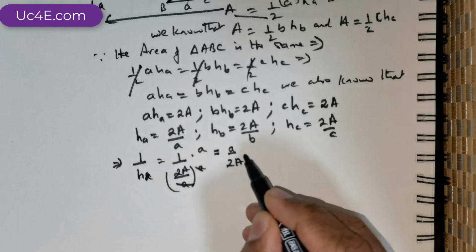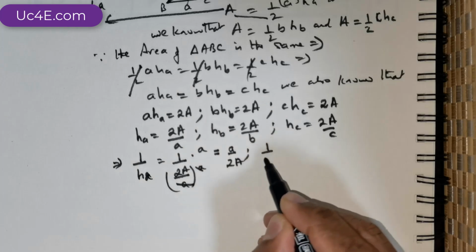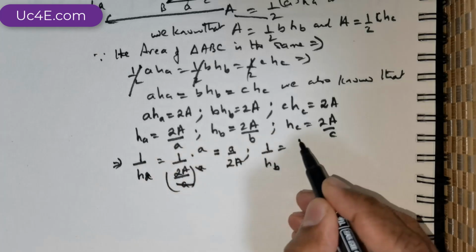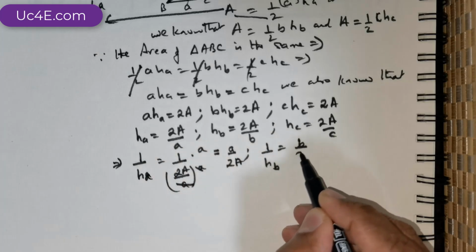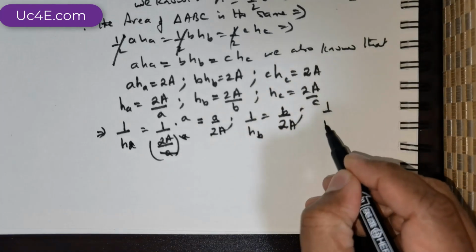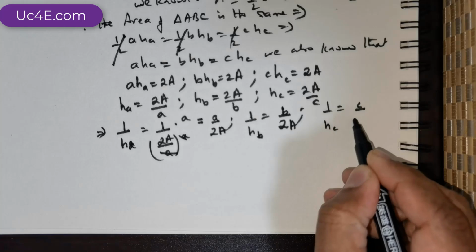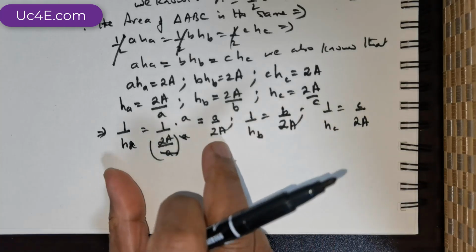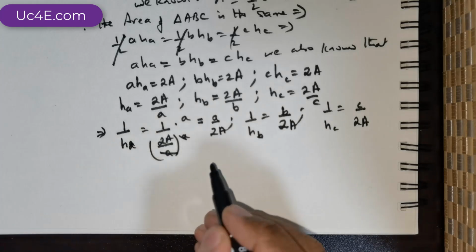Also, 1 over hb, I can rewrite the same thing. So this is going to be b over 2 times A, and 1 over hc is equal to c over 2 times A. So this is the relationship that we would be using.